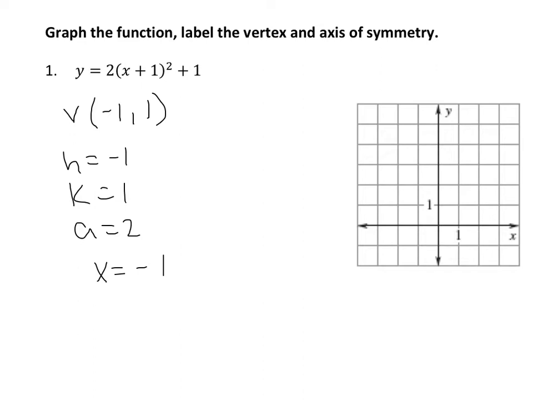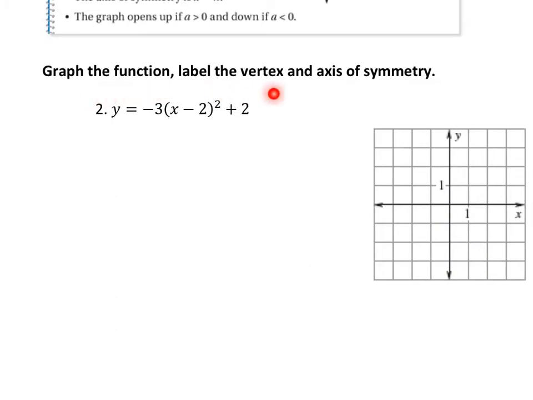So, if I draw the vertex first, (-1, 1), my axis of symmetry, and since a is 2, that means it opens up. There we go. Let's take a look at another example.